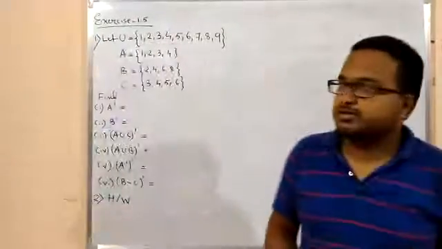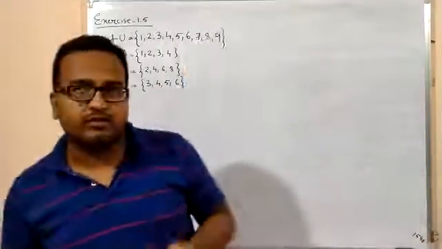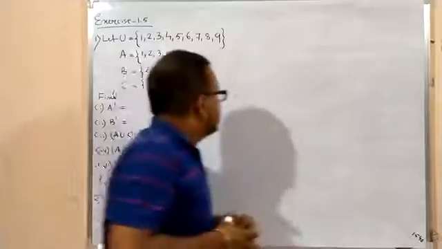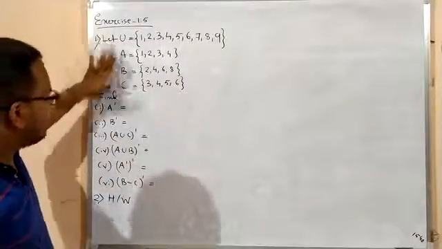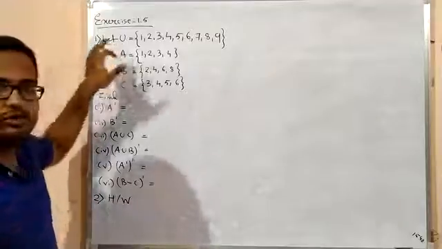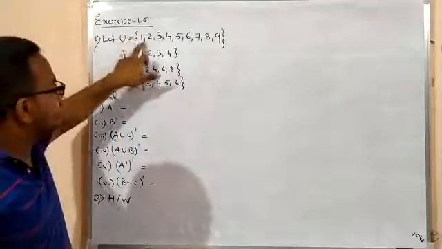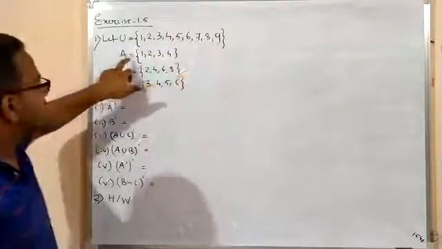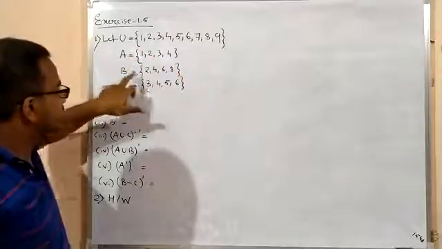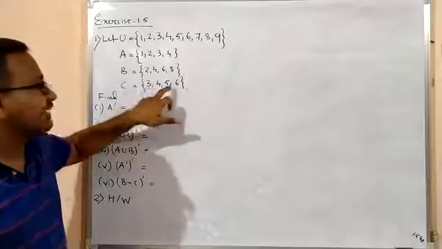Hello students. So let us discuss exercise 1.5 of your textbook. So this is the problem number 1. You have given 4 sets and this U is your universal set of this context. Set U contains 1, 2, 3, 4, 5, 6, 7, 8 and 9. Set A contains 1, 2, 3, 4. Set B contains 2, 4, 6, 8 and set C contains 3, 4, 5, 6.